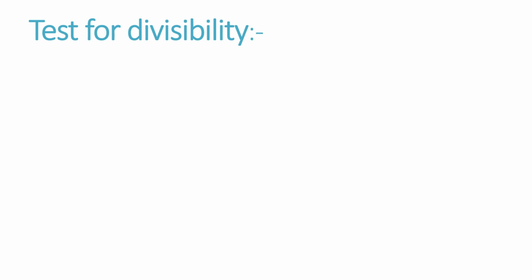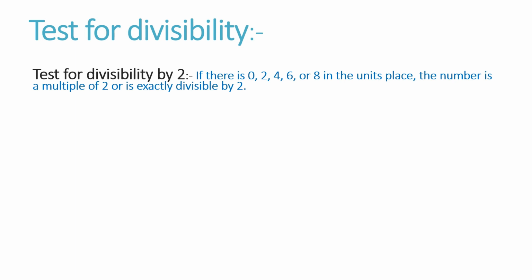Now let us do the test for divisibility. First one, test for divisibility by 2. If there is 0, 2, 4, 6 and 8 in the units place, the number is a multiple of 2 or is exactly divisible by 2. So boys, here you have to check the units place numbers. For example, if I give you 22, 46 and 70, you have to check all the last digits, that is the numbers in the units place.